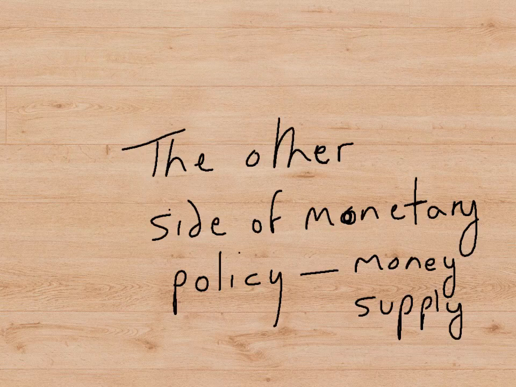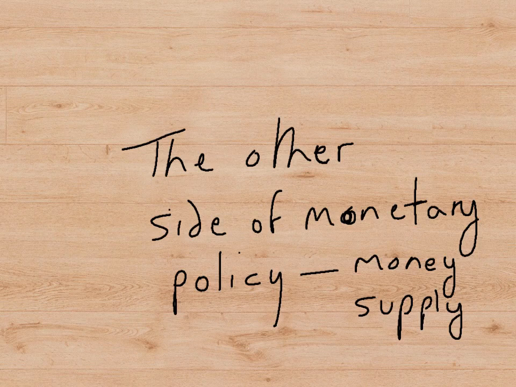This presentation is called The Other Side of Monetary Policy, Money Supply. What this means is that we're going to look at what we call the other half of monetary policy. We normally talk about monetary policy as consisting of two things: the control of interest rates and the control of money supply. Now, we've already looked at how interest rates can affect economic activity.